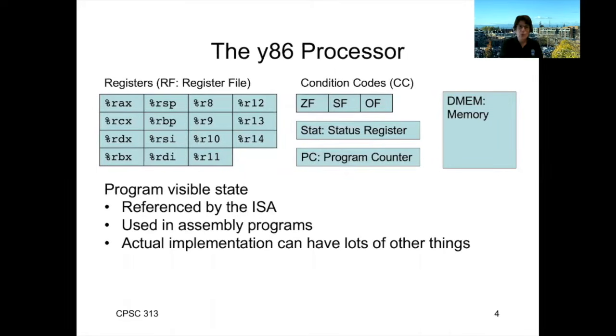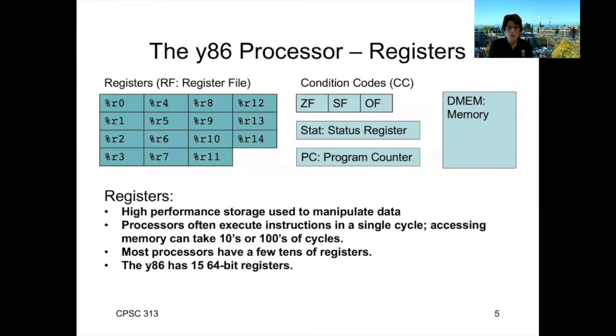We're going to present it from the point of view of what's called the ISA, or instruction set architecture, which tells you what are the pieces of the hardware that are actually visible to someone who's programming in assembly language. Let's begin with the registers. Registers are high-speed memory, and they're typically used to do all the manipulation with data that you want to happen really fast.